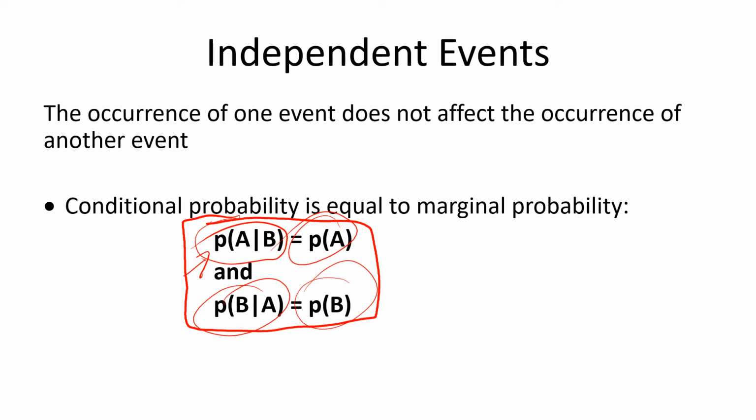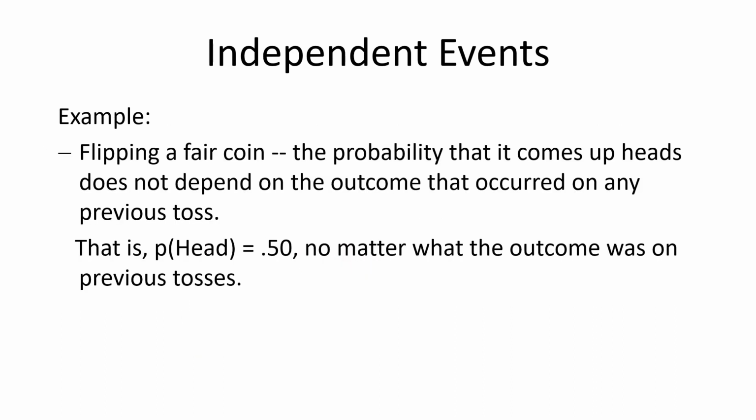You also have to check to see that the probability of B given A is equal to the probability of B. We'll talk about that again later, though. Let's look at some independent events. Example here, flipping a fair coin.